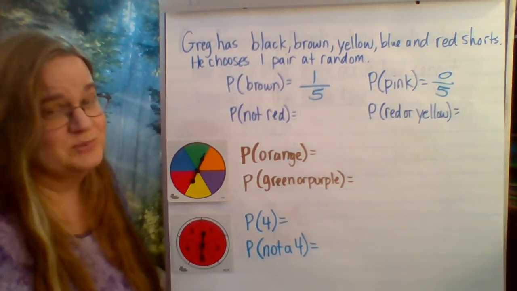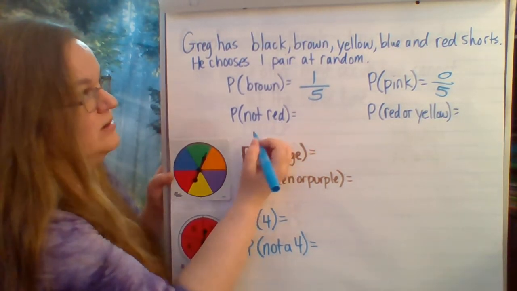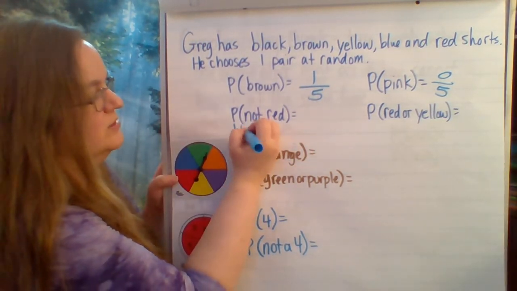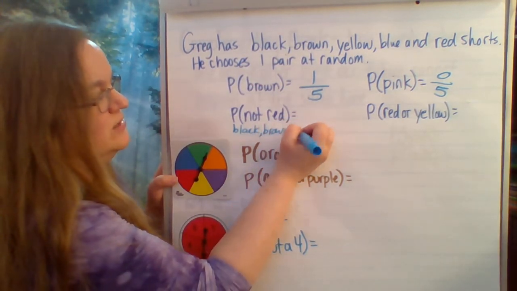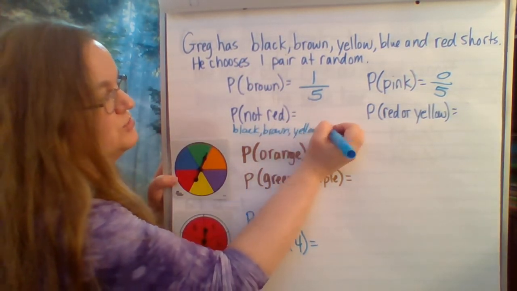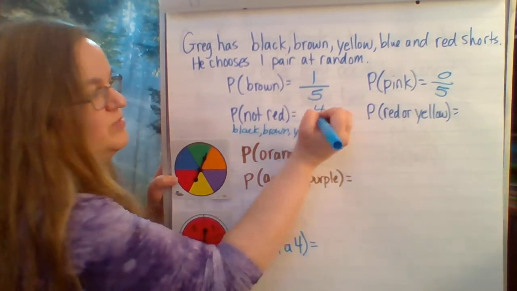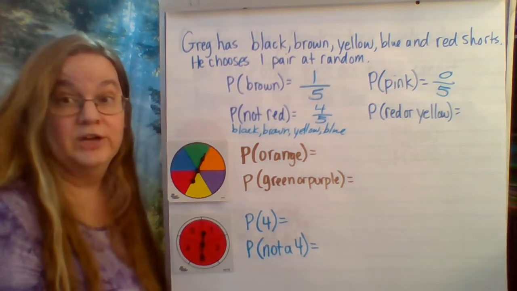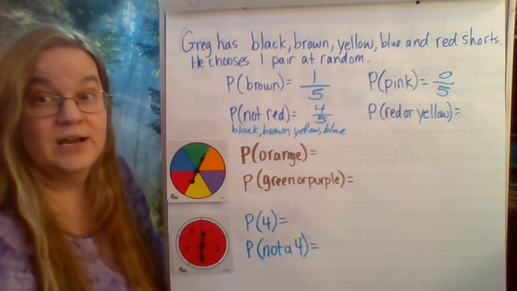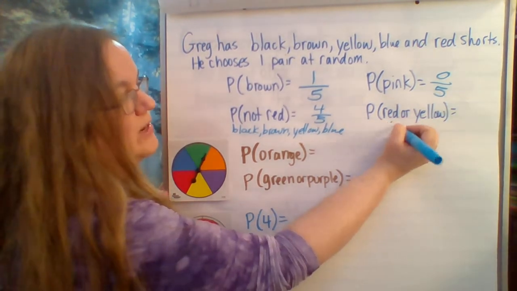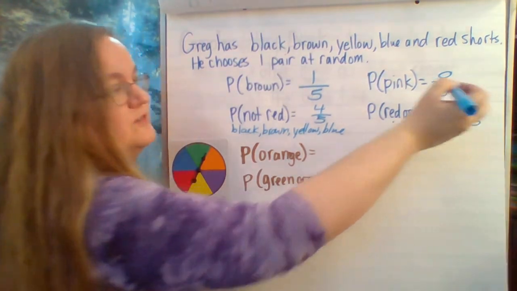So it's an impossible event unless, of course, he goes out and buys some. Not red. So if you look, we have black shorts, brown shorts, yellow shorts, and blue shorts that are not red. So that means there are 4 out of 5 possibilities that are not red. Okay. The probability of red or yellow. So he could have either red or yellow. So that's 2 out of the 5 pairs.